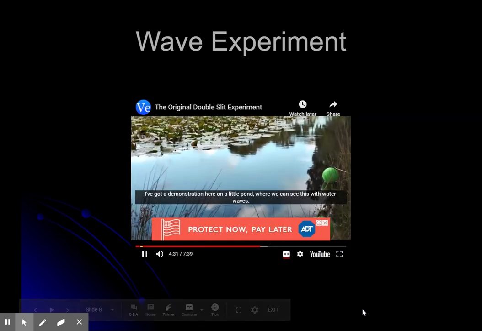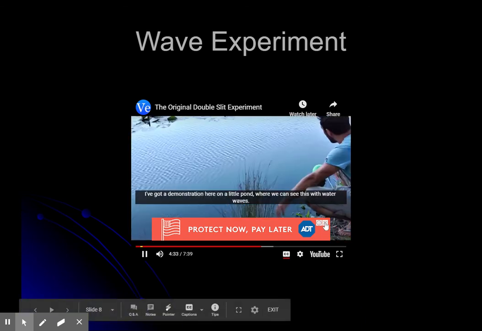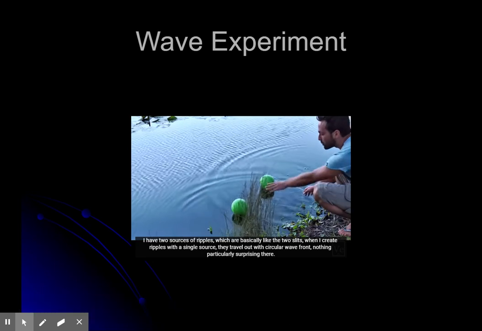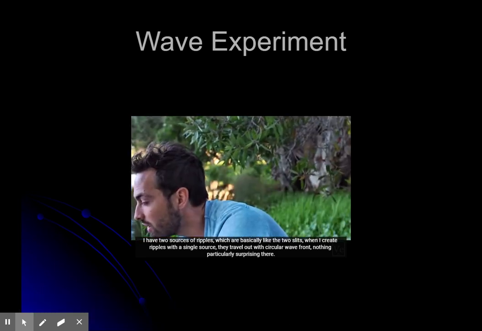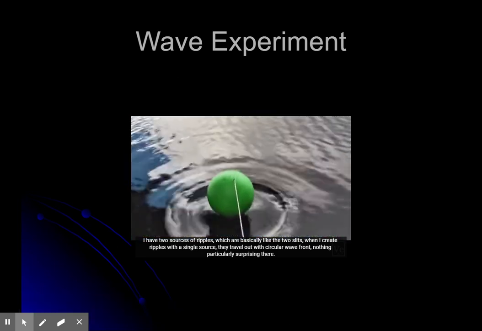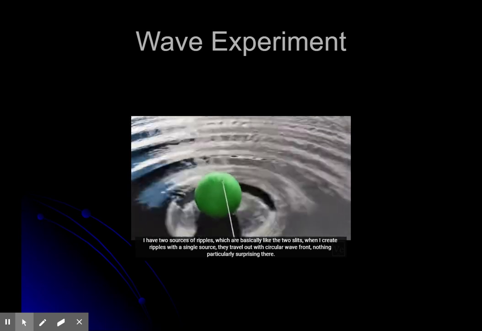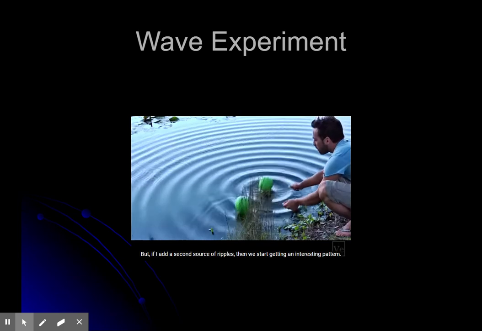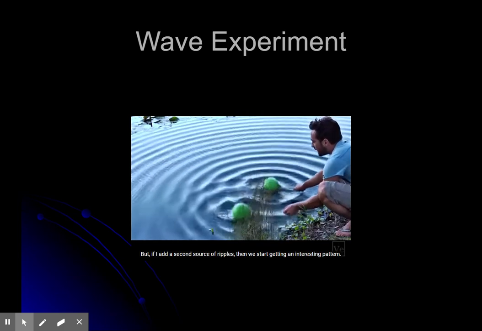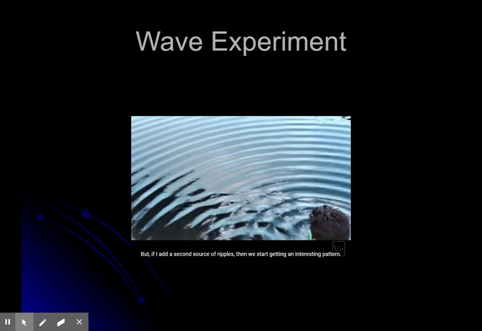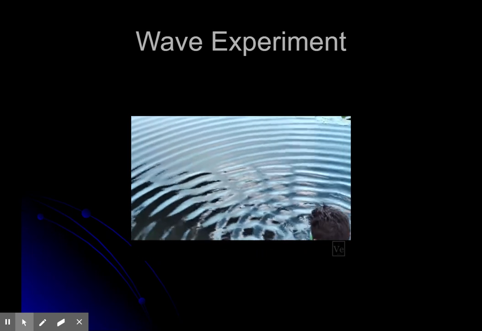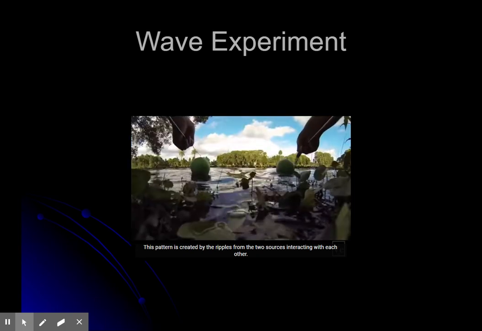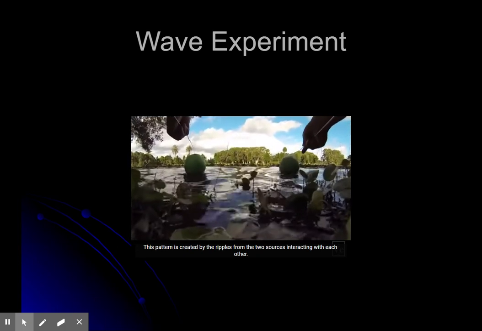Here on a little pond where we can see this with water waves. I have two sources of ripples, which are basically like the two slits. When I create ripples with a single source, they travel out with circular wavefronts. Nothing particularly surprising there. But if I add a second source of ripples, then we start getting an interesting pattern. This pattern is created by the ripples in the two sources interacting with each other.